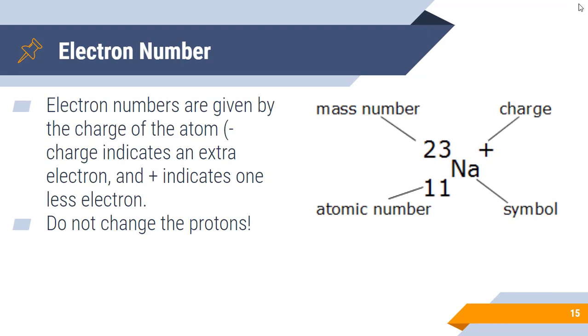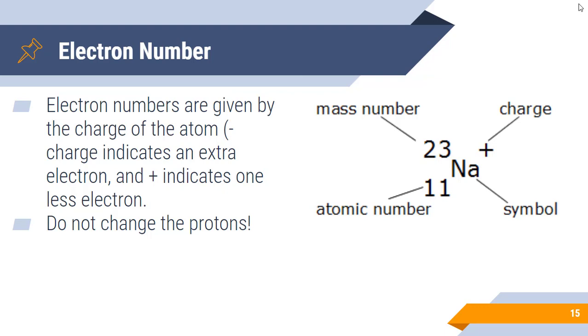The electron number is given by the charge of the atom. So if there is no charge, you don't see a charge, then assume that the atom is neutral. In order to be neutral, the number of positive charges has to equal the number of negative charges. So, for example, in the sodium atom, if there were no charge, you would have 11 protons and 11 electrons. Because there is a charge here, that changes the number of electrons. A negative charge would indicate that there is one extra electron. Minus 2, 2 extra electrons, and so on.